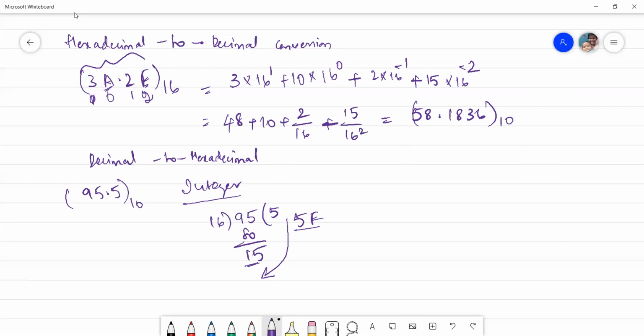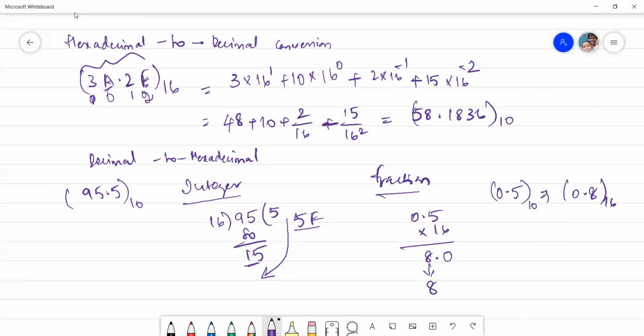So the fractional part is there, na? So how to take that fractional part? Fraction, you multiply it. So 0.5 into 16, that is 8.0. So from here we'll get 8. So 8 is there in those symbols, so we need to stop it over there. So thus 0.5 will become 0.8 in base 16.